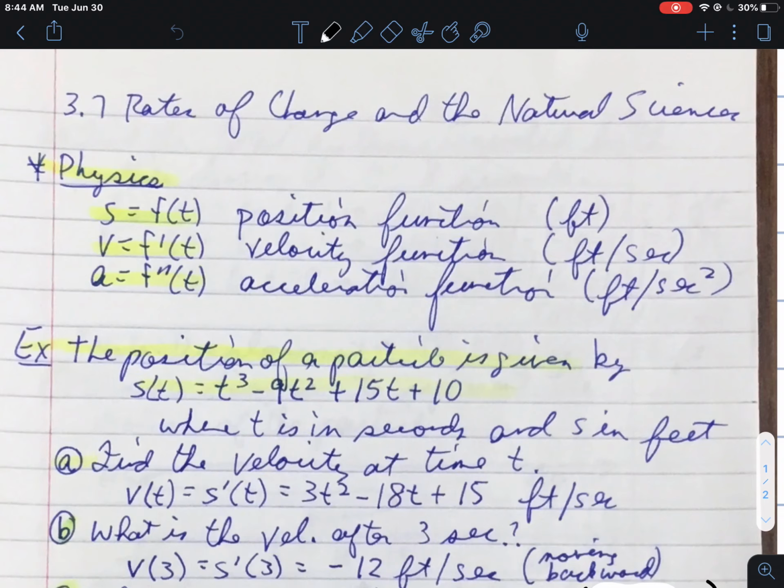All right, section 3.7, rates of change in the natural sciences. Over the course of the next few sections, we're going to deal with a little bit of application. We're going to start putting the derivative to work for us, okay?